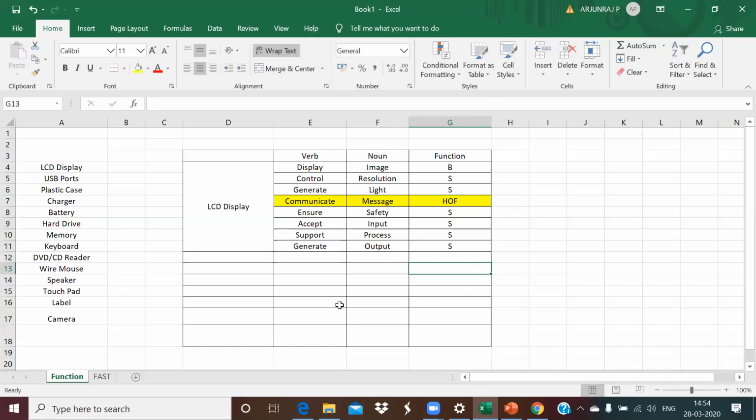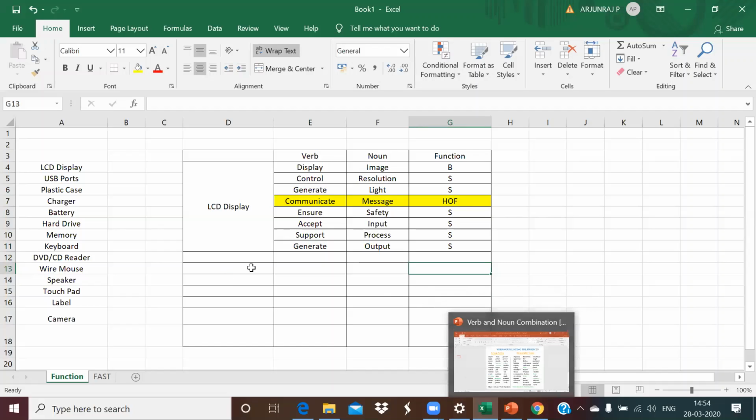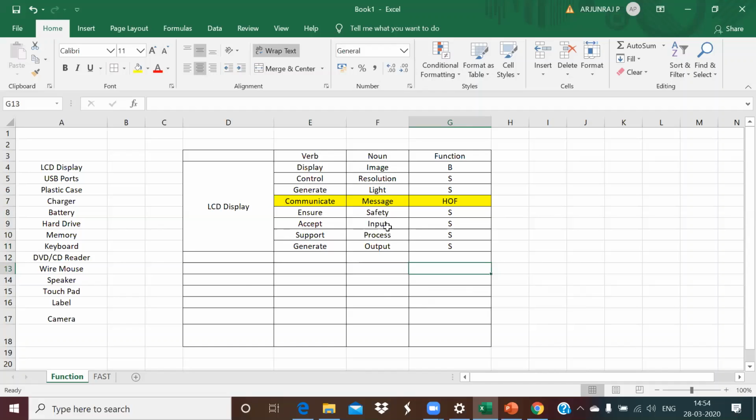Accept is the function of software, sir. Pardon? Accept input is the function of software. Okay. So, in my opinion, it can be either display input or... Yeah, it will display exactly. You're right.